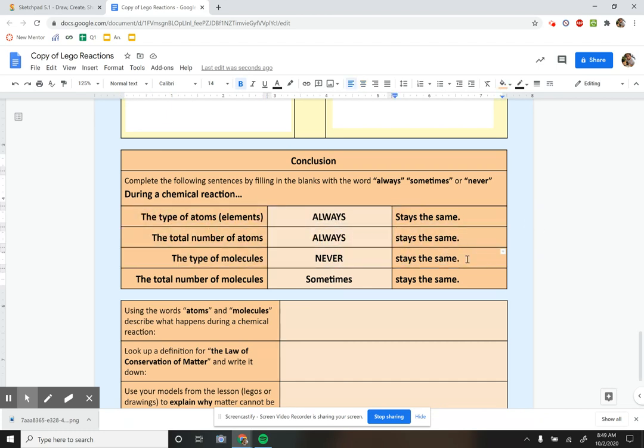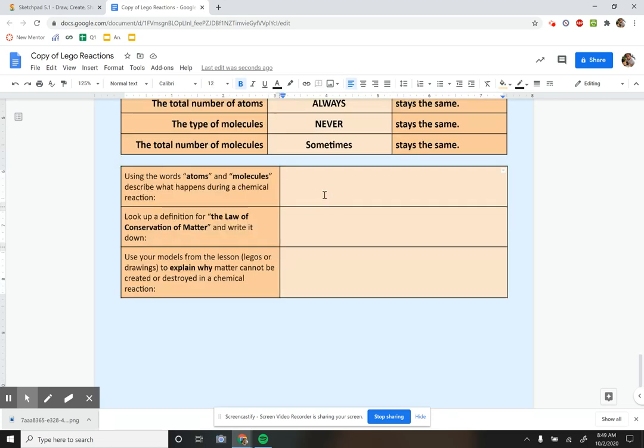The molecules are changing, but the atoms are always staying the same. Okay. Using the words atoms and molecules, what happens? Let's just say what we just said. The molecules are changing. The atoms are staying, and I'm going to put this in all caps, the same. They are just moving around and reconnecting, let's say. Or you could say rearranging. I'll let you choose what word you like best, okay? So each of those atoms is the same atom. They're just moving around and reconnecting.